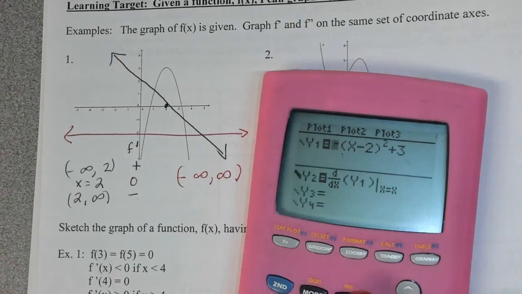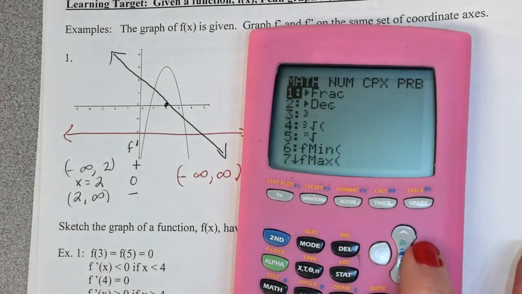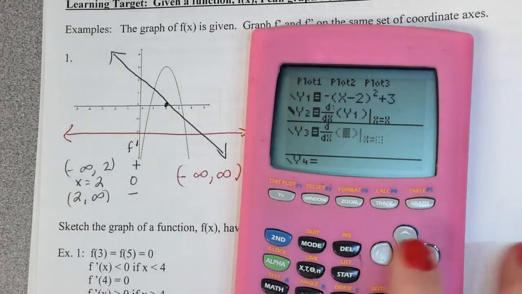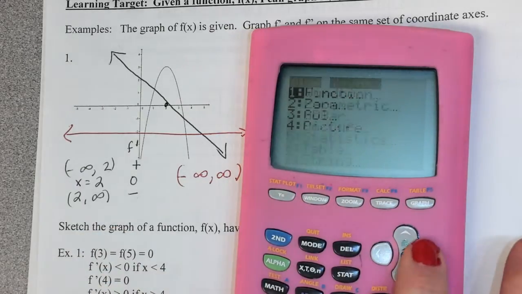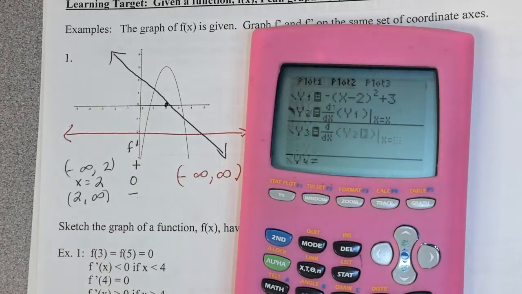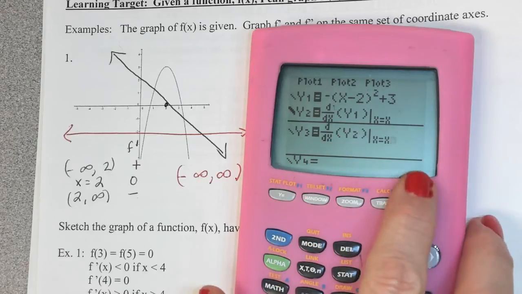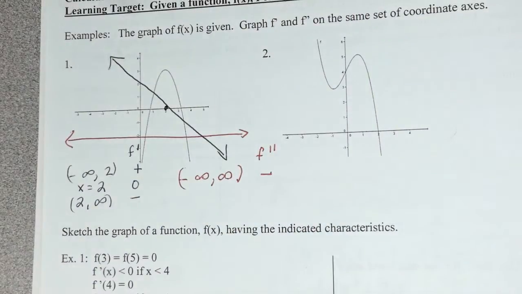A way that I could do it on the calculator, this gets pretty tricky, but I would now have to go to math. I would go down to my nDeriv, and I would have to say, with respect to x, now take the derivative of the second function. So I'd have to go to Y-vars, Y2. And now I'm telling it to graph the derivative of the second function. So again, there's the first, there's the second, and now it takes so long to graph this one because it's trying to compute the slope at every given point. So it's very slow. We're not going to wait for that.